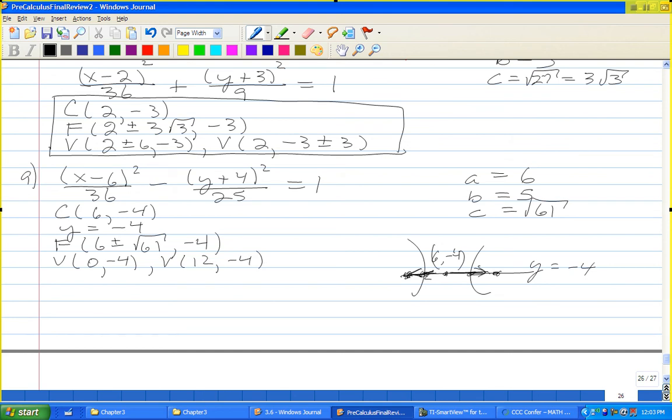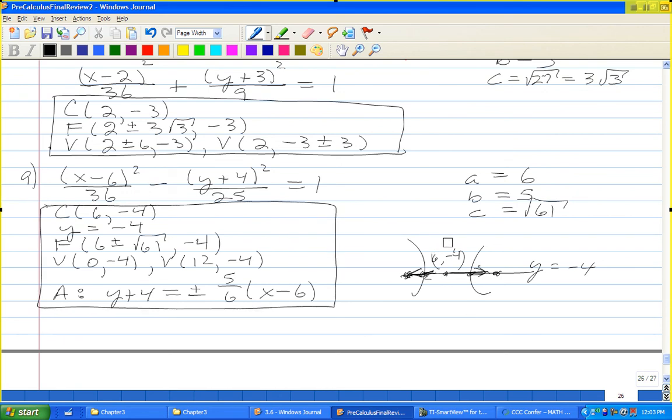And then lastly, you want to figure out your asymptote. And so the asymptote is going to be y plus 4 is equal to plus or minus b over a, 5 over 6, times x minus 6. And those are your answers. I can get rid of that horrible sketch to help you. Any questions about that?